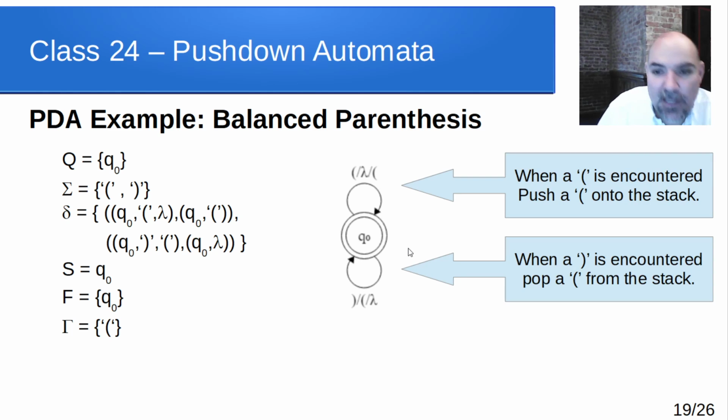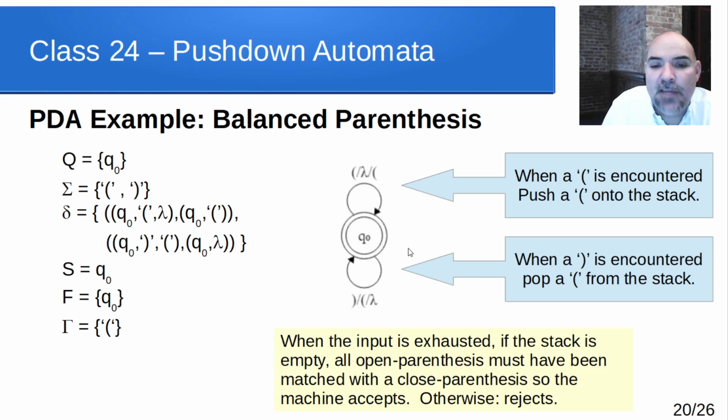So when an open parenthesis is encountered, we push an open parenthesis onto the stack. When a close is encountered, we pop a close off the stack. And the idea there, again, is that if the input is exhausted and the stack is empty, then all open parentheses must have been matched with a close. So the machine accepts, otherwise it rejects.